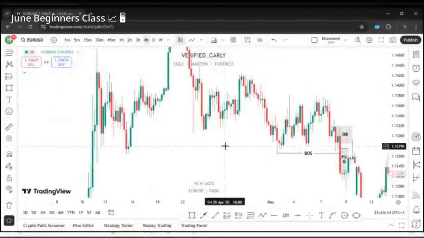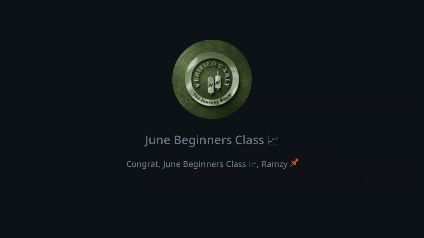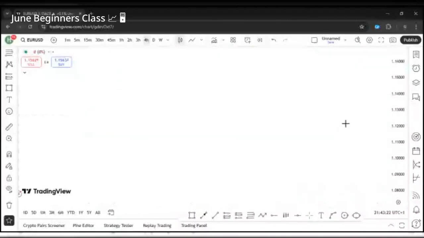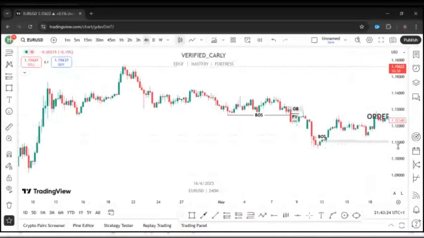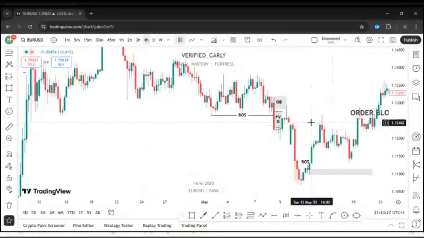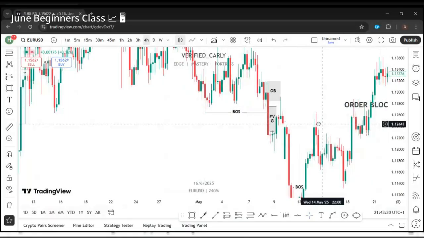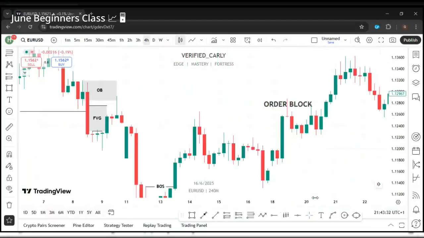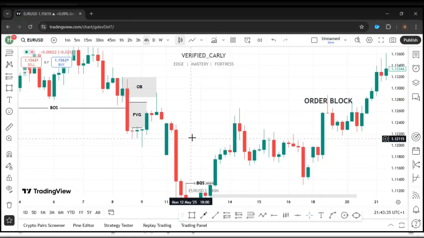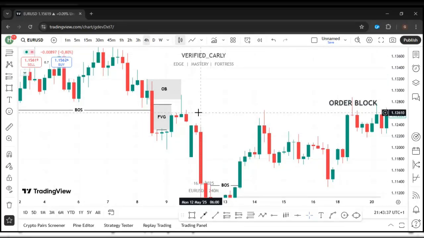Let's jump back. You see an example of another order block, right? And this also is another order block. But this is also an example of a bullish order block. If you notice the order block that price used to mitigate this first one, right? It mitigated it.